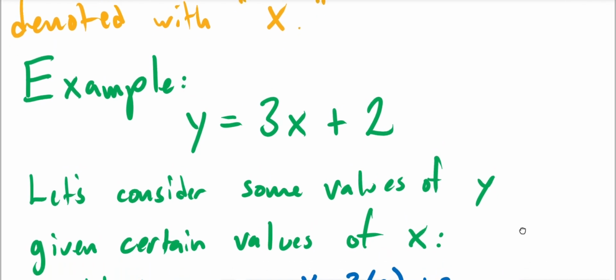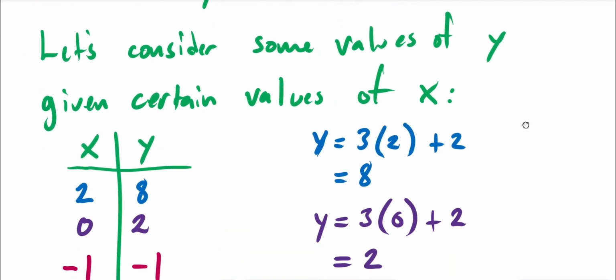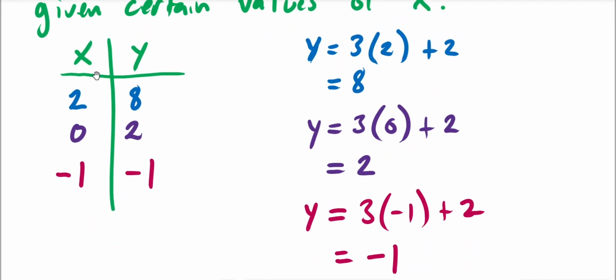But now let's think about some particular values for y, when we're given particular values for x. The way that we usually depict that is with a table. I can pick some values for x and plug them into my rule equation where I saw an x. So here I've replaced x with 2. 3 times 2 is 6, plus 2 is 8. And so the y value I get back if I plug in x is 2 is an 8. Likewise, plugging in 0, I get 2, and plugging in -1, 3 times -1 is -3, plus 2 is -1.